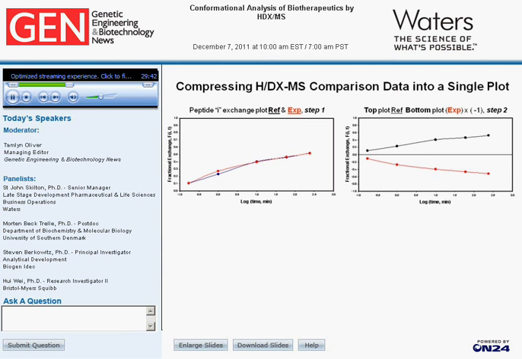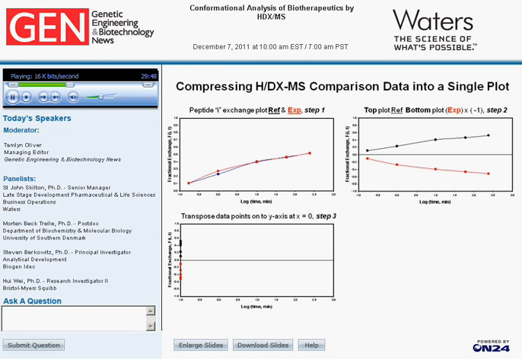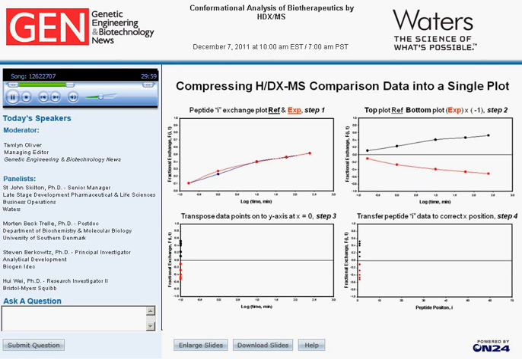We then take each of these data points for the experimental and the reference and transpose it over to the y-axis at x equals 0. Next slide. And we then simply move all those data points over to its correct position for that peptide. And we do this for all the peptides. In so doing, we get a plot that looks as shown here. Next slide.